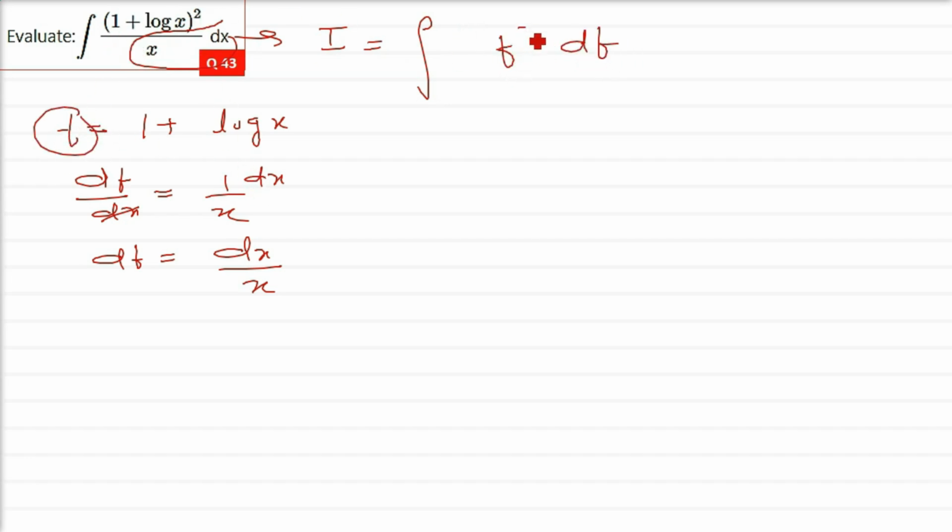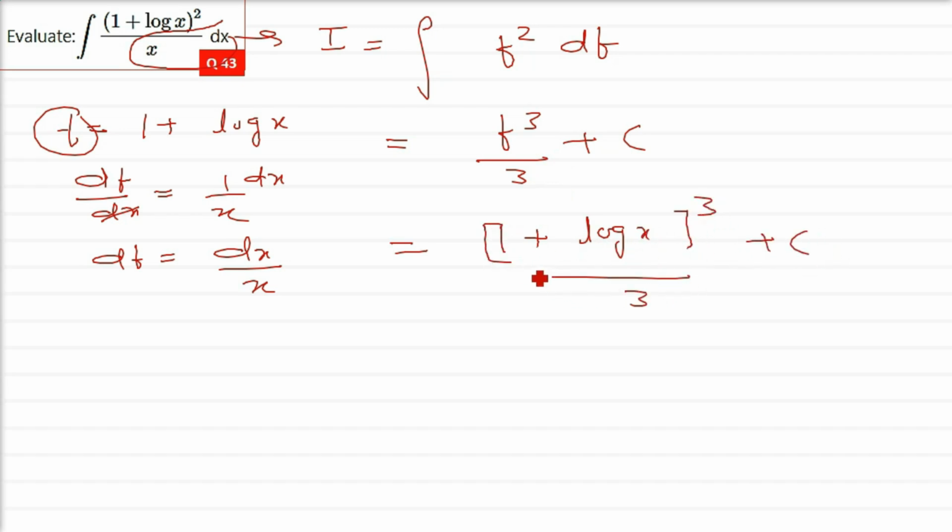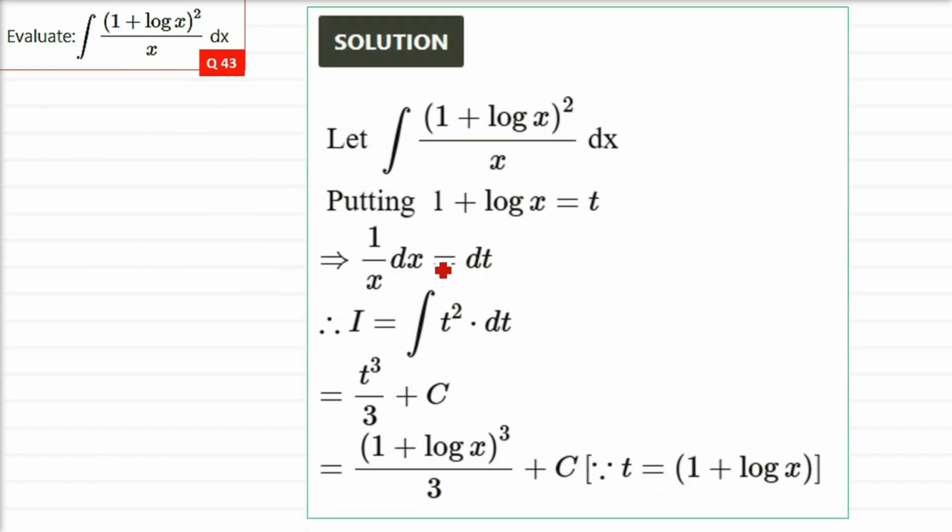This is 1 plus log a, which is t, so t square. So when you integrate it, it will be t cube by 3 plus a constant of integration. And then we have to replace t, because we have assumed it. Here, 1 plus log x raised to the power 3 divided by 3 plus a constant of integration. So this is how we are going to solve it.